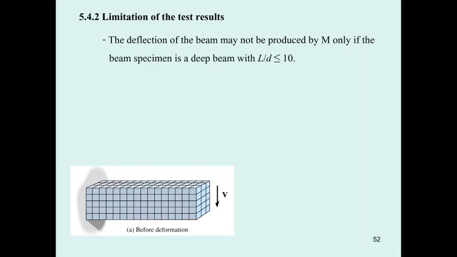Okay, there are some limitations of the test results of the static flexural test. First, the deflection of the beam may not be produced by the moment only, if the beam is a deep beam. What is a deep beam? It has the ratio of L over D less than 10. That means the beam has a shape like this. This one is the L, and this one is the D. This is less than 10.